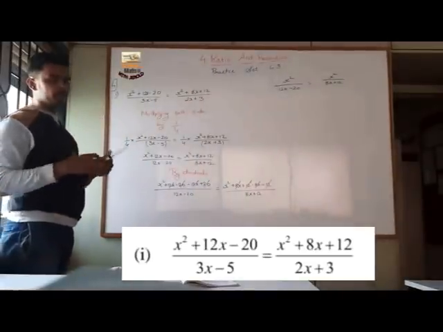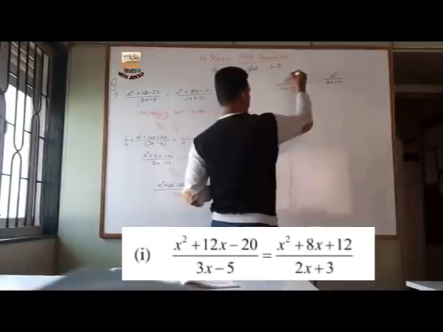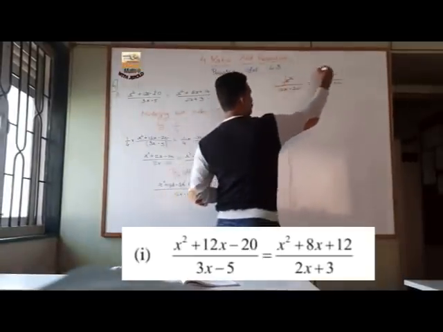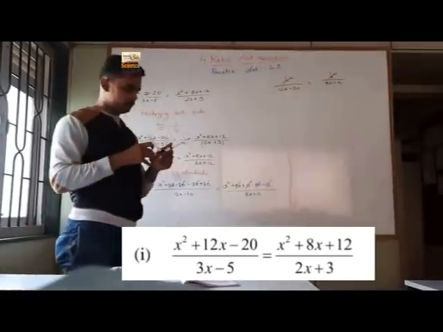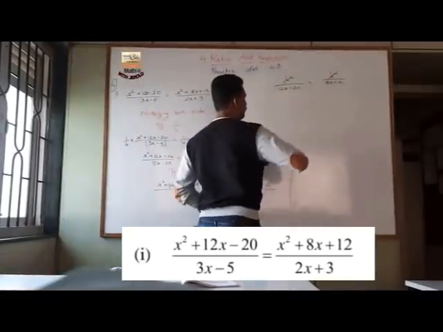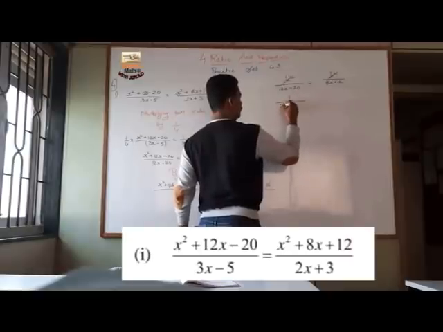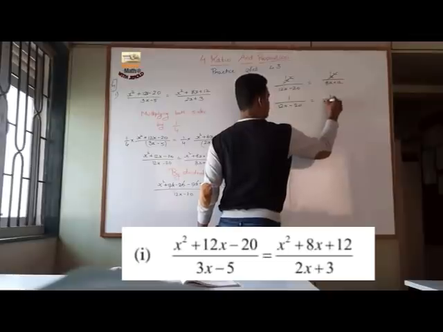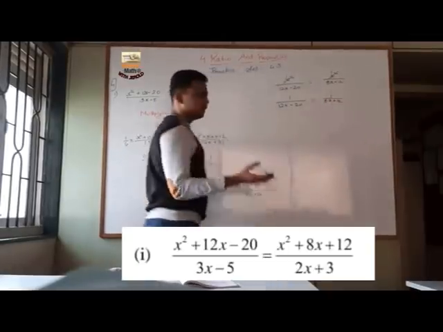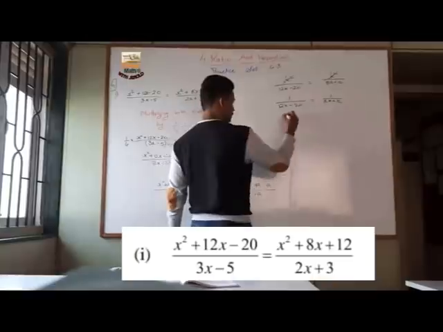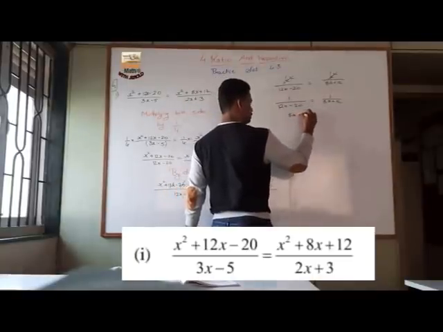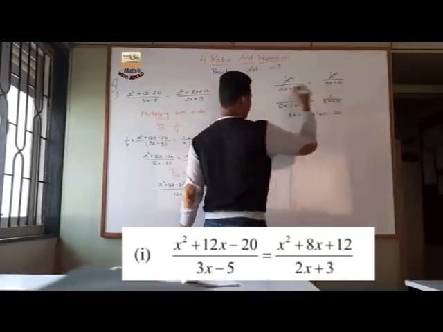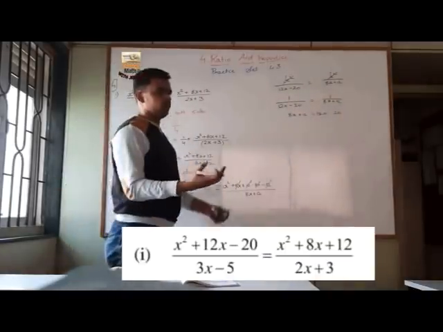Now in both the denominators I have x squared, so that can also get cancelled. So x squared and x squared get cancelled, and I am left with 1 and 1 instead. So the new thing that is formed is 1 upon 12x minus 20 is equal to 1 upon 8x plus 12. Now simple cross multiplication on equal ratios, I will get 8x plus 12 is equal to 12x minus 20. I just cross multiplied these numbers.